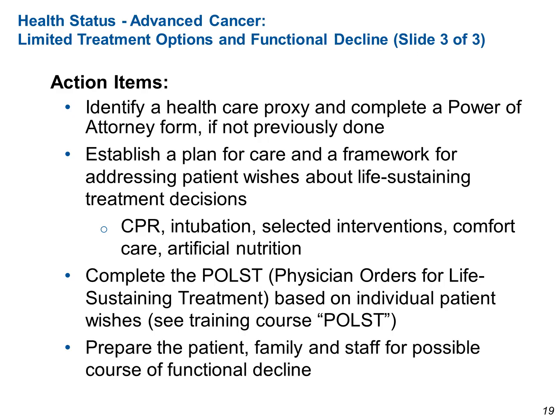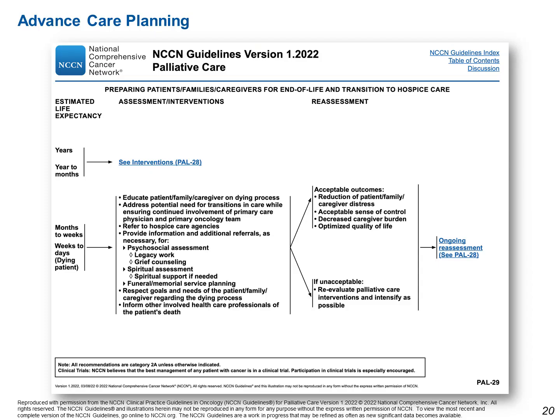Prepare the patient, family, and staff for possible course of functional decline. NCCN guidelines for palliative care outline this process very well and divide it into estimated life expectancy: years to months, months to weeks. They emphasize patient education, addressing transitions of care, referral to hospice care agencies, psychosocial assessment about legacy work, grief counseling, spiritual assessment and spiritual support as needed, and funeral and memorial service planning.